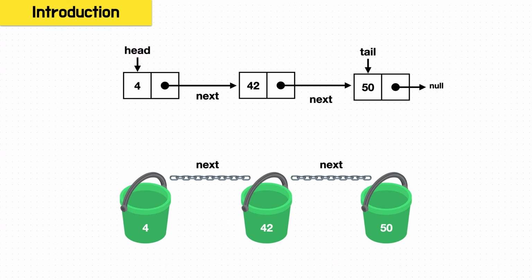So we can think of a linked list as if each node were its own bucket. And this bucket is going to contain some data inside of it. Then we're connected to the other buckets through the next pointer. Or we have this chain that connects them all. So each bucket is its own individual item, with this chain just simply connecting them.